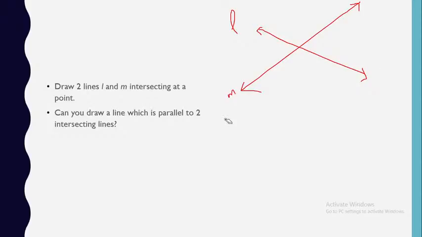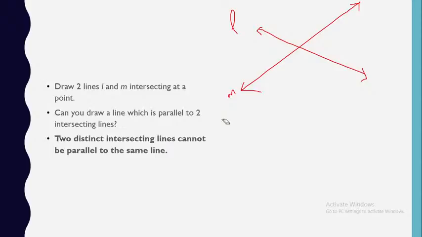So, that is another equivalent statement for the fifth postulate. That big postulate we have another equivalent form. Two distinct intersecting lines cannot be parallel to the same line. Distinct means two different, two unique lines. So, the two different intersecting lines cannot be parallel to the same line. So, we cannot draw a line which is parallel to both the intersecting lines.